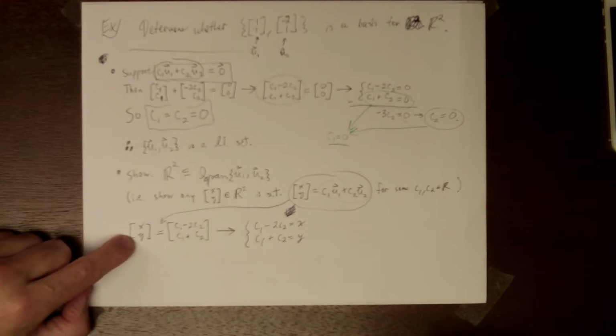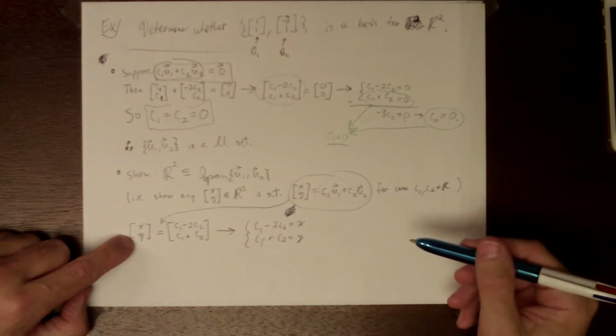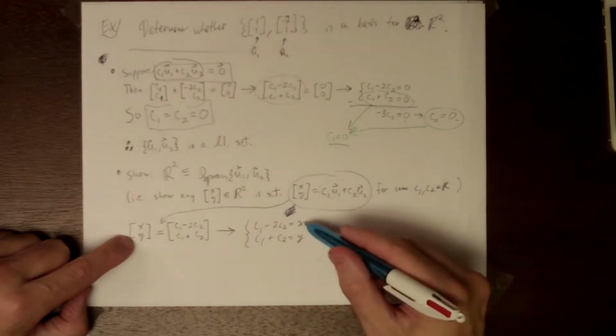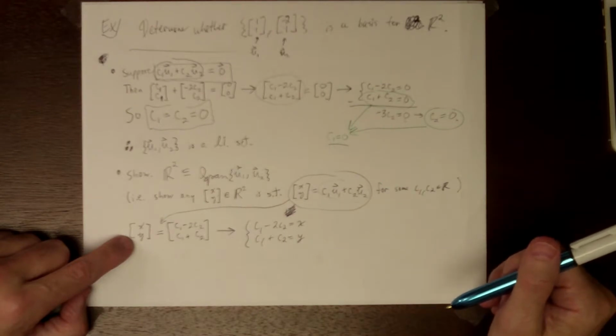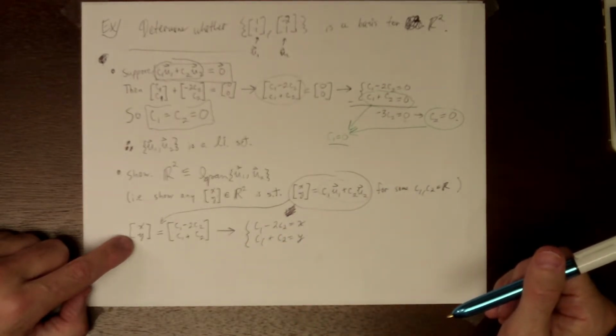We again solve this for c1 and c2 in terms of x and y. Might have been better for me to use an a and b here. We're not used to thinking of x and y as known constants, right? And the c1 and c2 are the unknowns, but that's precisely what's going on here.